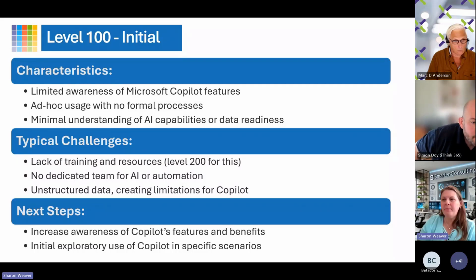So this is taking basically that reference chart and then breaking it out a little bit into each level specifically. And so it's just kind of like where they're at. So for example, at 100, they don't even know what Copilot is. They're like, oh, I saw a commercial for it, but I mean, it looks kind of cool. I don't even know how I'd use that in my life.